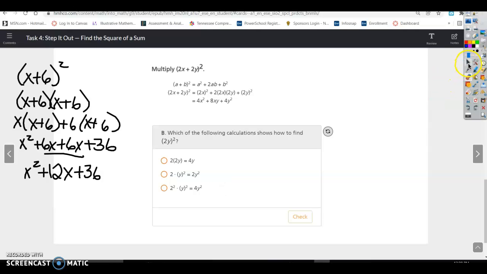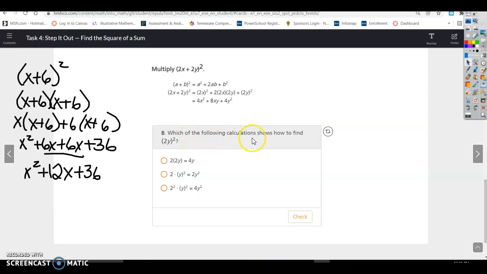Again, you're going to do the same thing because it's a binomial squared. So we've got a plus b squared. In this case, 2x is a and 2y is b. So you're going to square 2x and make sure you square both the number and the variable. So you're going to get 4x squared. And then you're going to get twice a times b. A is 2x, b is 2y, and you're going to double that. So if I have 4xy, in the middle, I'm going to have 8xy because I have to double 4. At the end, I've got 2y squared. Again, you square both the number and the variable for 4y squared.